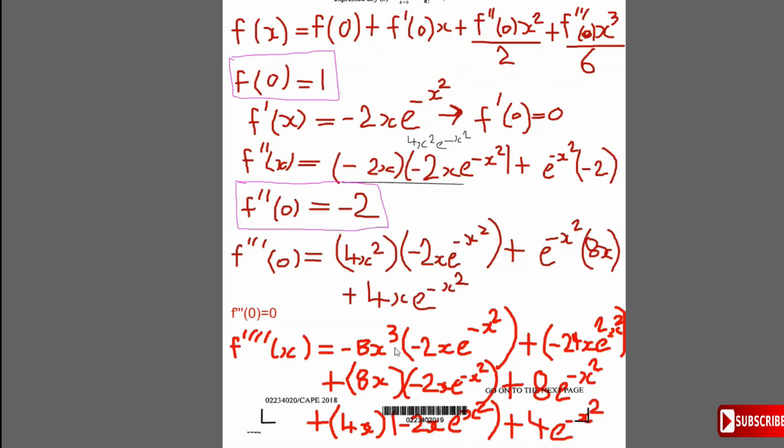Plugging in 0, you're going to get 0, 0, 0, 0. Plugging in 0 here, you're going to get 0. This is 1, 12. So you're going to get f to the 4 of 0 is equal to 12.